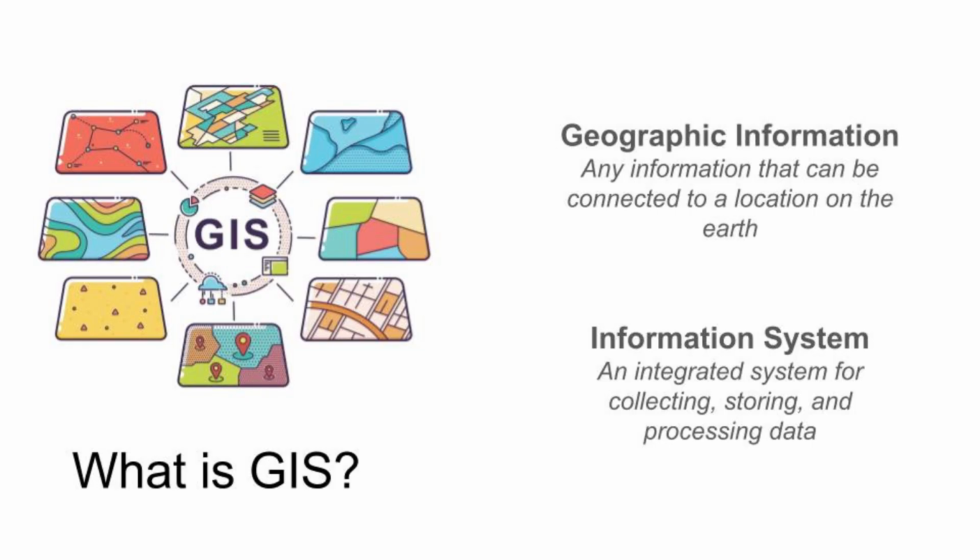I have two ways of seeing it. In the first, the term is split into two. I like to differentiate between geographic information and information system. Geographic information is a particular kind of information we also like to call geospatial data. This is any kind of information that can be attached to a real-world location using coordinates.